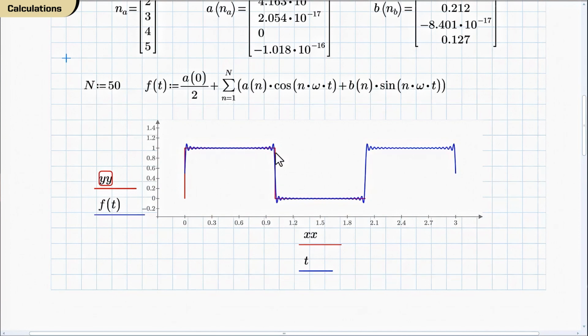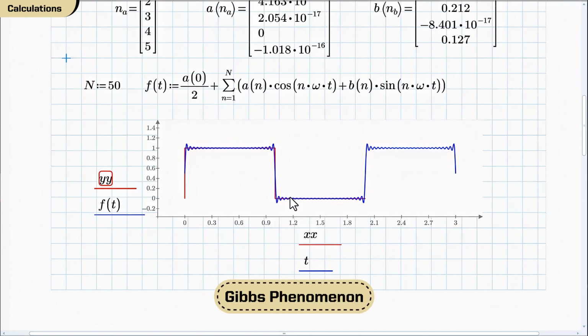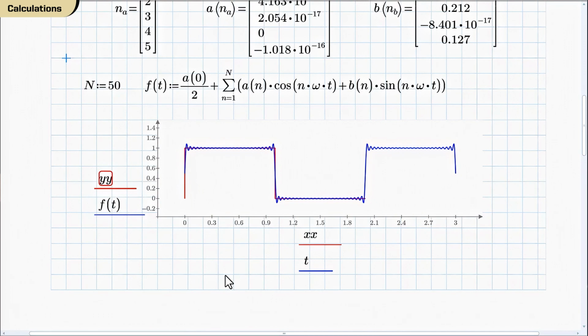Now, see this overshoot right there and right there? This is never going to go away. This is always going to be there, almost no matter how many terms I get, because it takes an infinite number of terms to exactly reproduce the original signal. This is called Gibbs phenomenon. What's going on here is we're trying to get sines and cosines to turn a hard 90-degree corner, and they don't want to do it. It's a very poor function to try to do that with. But you can see it's working, and it's really working pretty well.